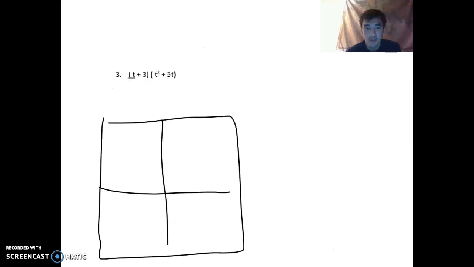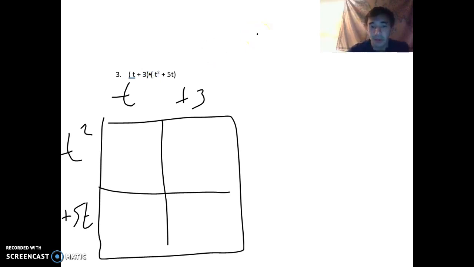Click pause. So the first thing I'm going to do is write my first binomial at the top, t plus 3. On the side, I'm going to write t squared plus 5t. Now, remember, we are multiplying here. I'm going to draw a little multiplication sign there. So therefore, I'm going to multiply both of these.